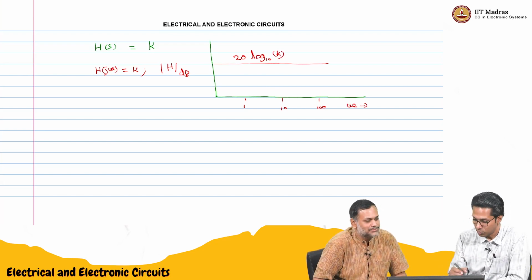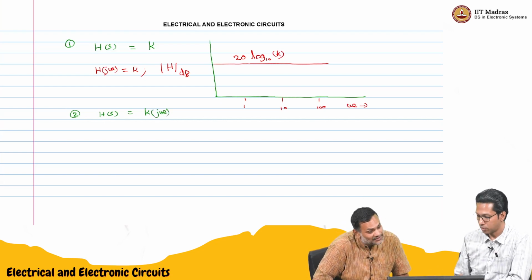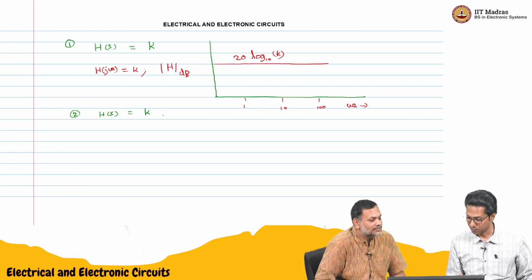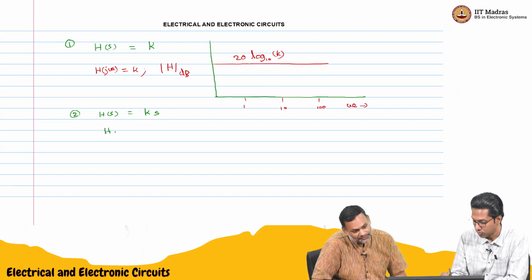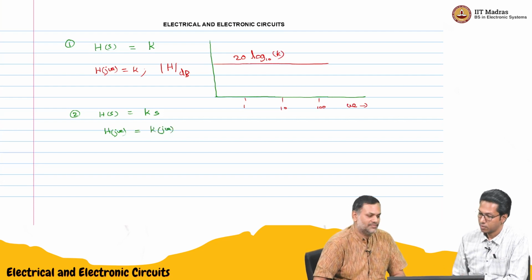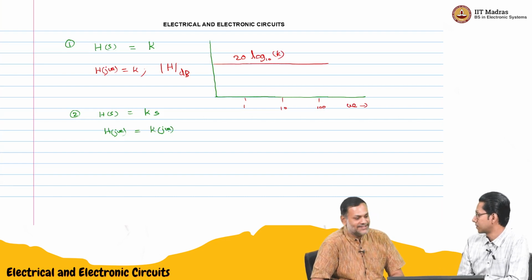Now, on the other hand, let's take another simple example. Let's say H of s is k times s, which means H of j omega is k times j omega. So now there is a frequency dependent component.